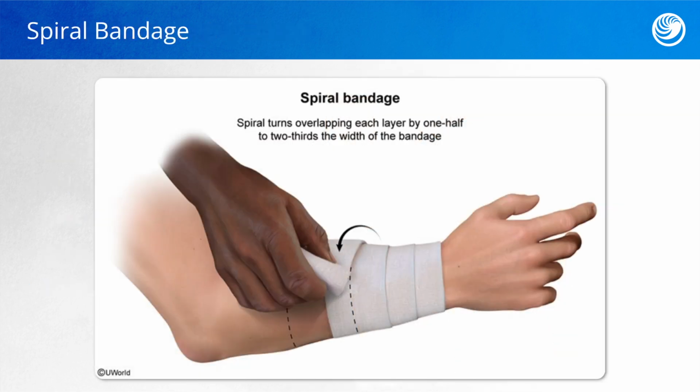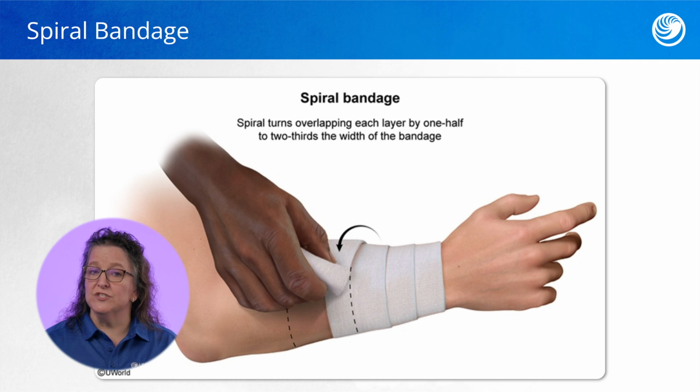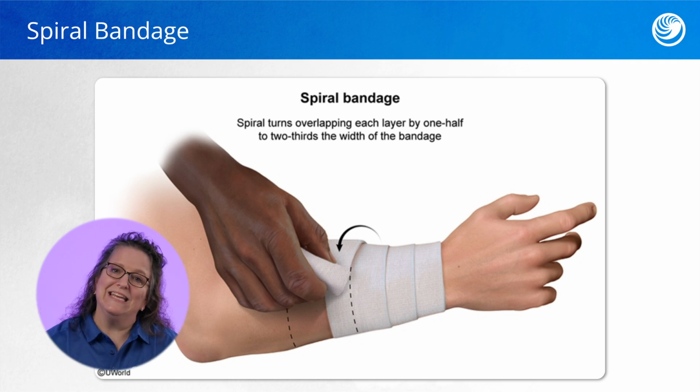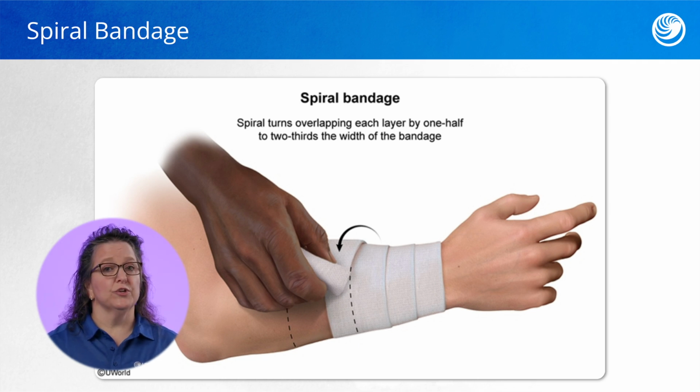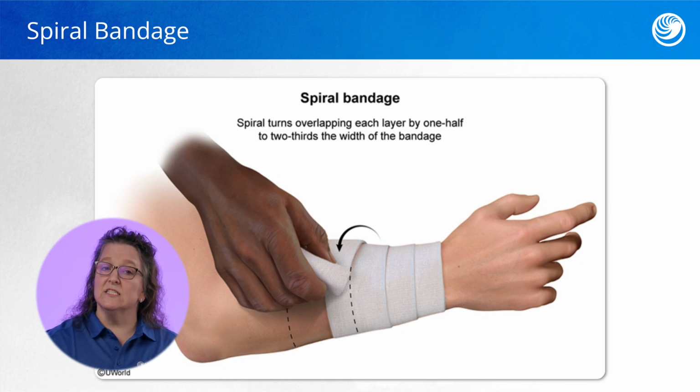Spiral bandaging is demonstrated in the image here. It is normally used on a wrist or arm or leg where the entire area of the body is cylindrical. This type of bandaging starts with 2 circular turns and then slowly spirals or progresses upward. It normally overlaps 1/2 to 2/3 of the width of the bandage.